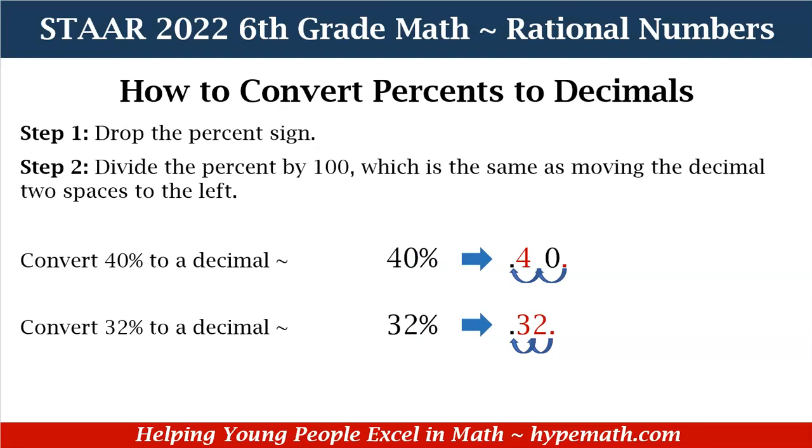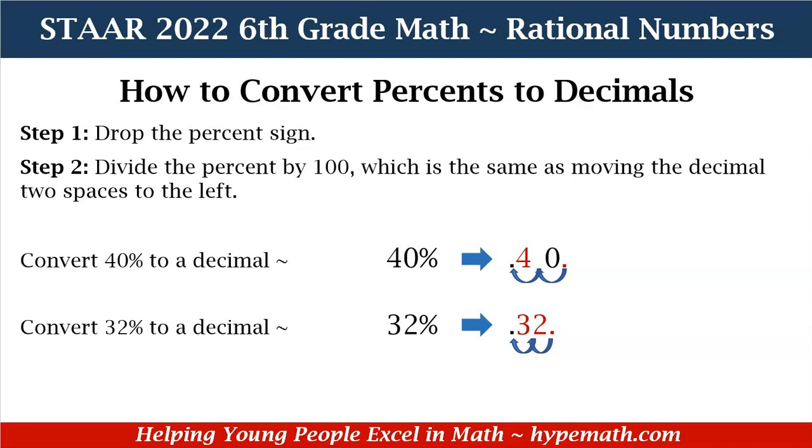Now let's talk about how to convert percents to decimals, and all we do is the reverse. We start with our percent. We're going to drop that percent sign for step 1, and now we're going to divide by 100, which means our shortcut is moving our decimal 2 places to the left, okay? We're going to move our decimal 2 places to the left. So converting 40% to a decimal, I'm going to drop my percent sign, and then I'll have 40. I move my decimal 2 places to the left, and my answer is either 0.40 or 0.4.